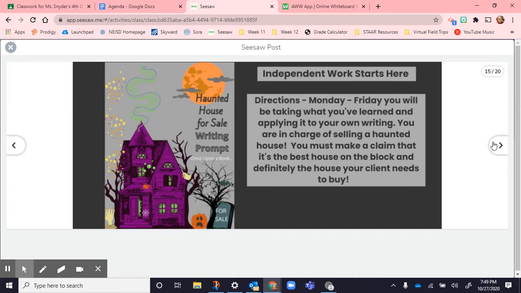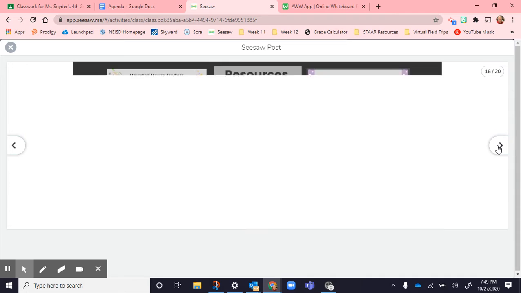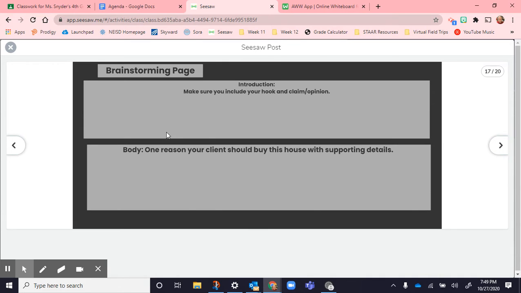So we are arguing, we're making a statement that someone needs to buy a haunted house. Okay, so we're going to convince them, we're going to persuade them that they need to buy, out of all the houses, this is the one that they need to buy. All right, so we're taking what we're learning, we're applying it to our own writing. We're in charge of selling a haunted house. You have to make a claim that it's the best house on the block and definitely the house that your client needs to buy. So yesterday we started talking about the introduction.